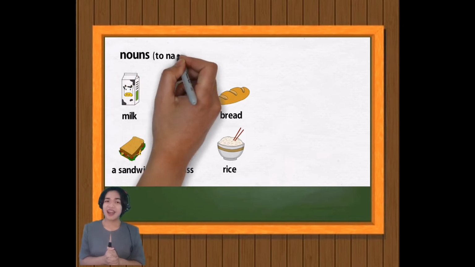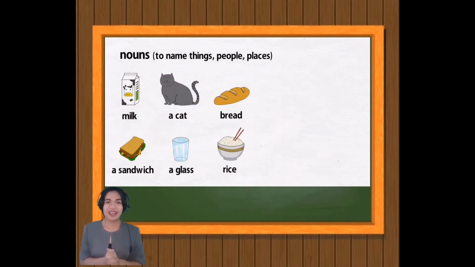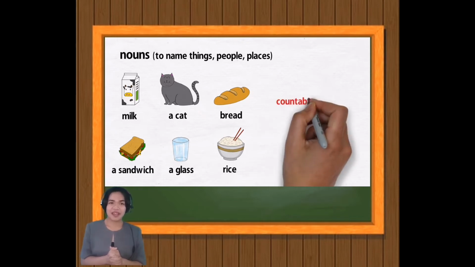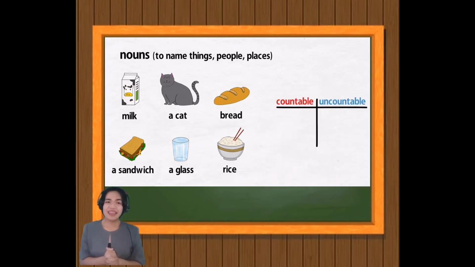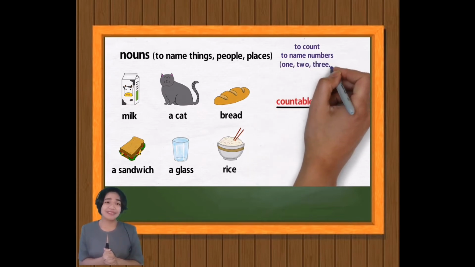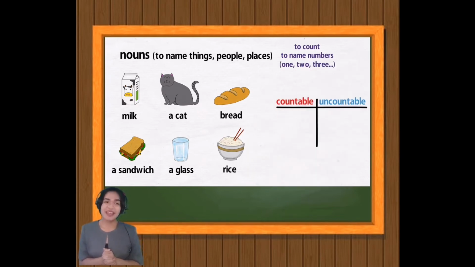These words are called nouns. There are two types of nouns, countable and uncountable. Now, if you don't know what that means, those words come from the verb to count, which basically means to name the number, like 1, 2, and 3, and so on. Also, this "un" means not.